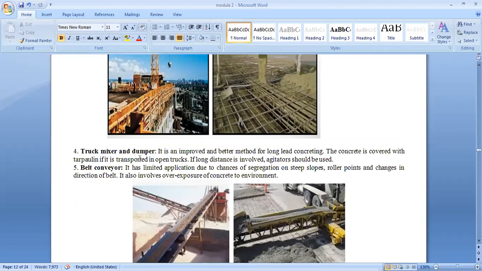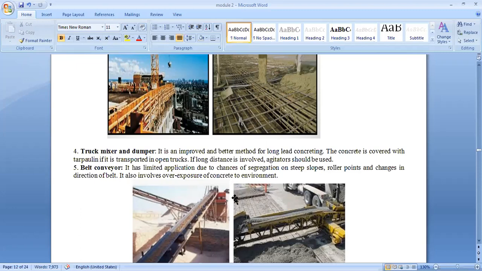Next, truck mixer or a dumper. This is an improved and better method for long lead concreting. If you want huge concreting, in that case you are going to use a truck dumper or a truck mixer. Usually the capacity of dumpers is 2 to 3 cubic meters, whereas a truck is 4 cubic meters. While transporting, a tarpaulin or other covering may be provided over the top to minimize the evaporation of water from the concrete layers.